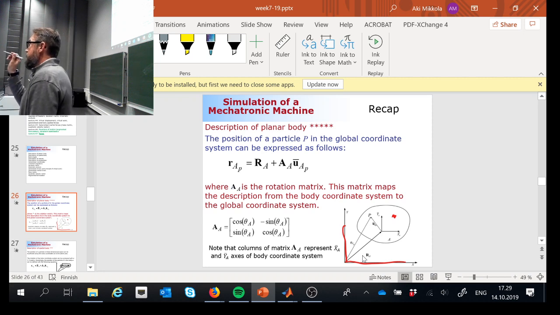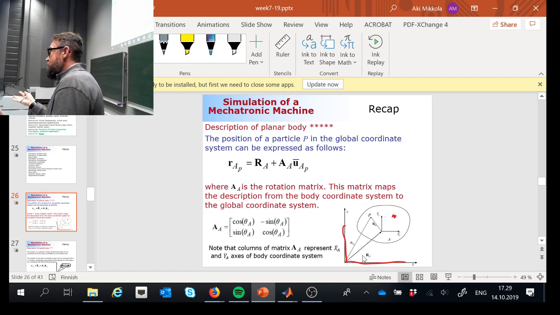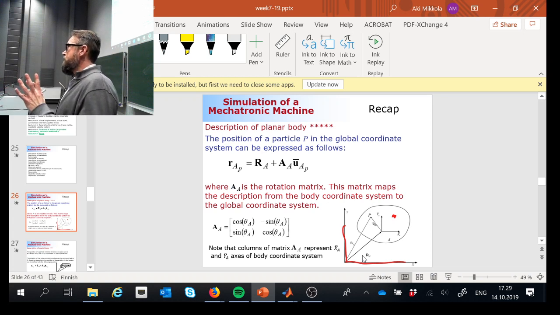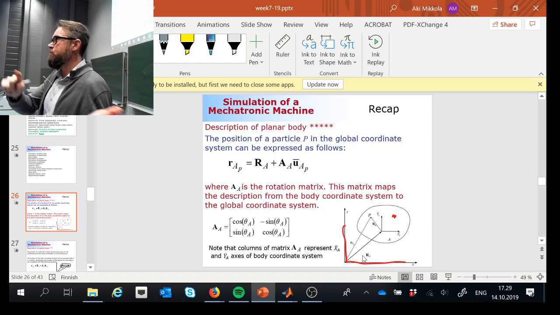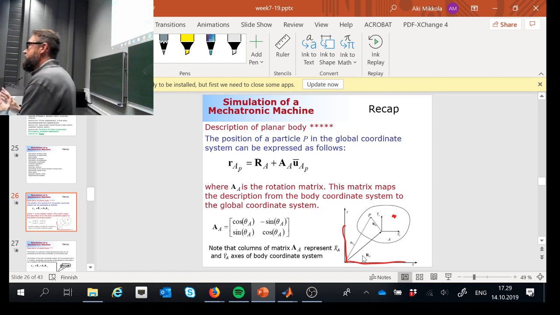This point, which is mathematically called a particle, does not have rotational degrees of freedom because it's very small. It is so small that if you rotate it a little bit, you cannot recognize it, not even using a microscope. So where do the rotational degrees of freedom come into play? They come into play because we have a certain way to describe this particle with respect to the global coordinate system. How is this done?